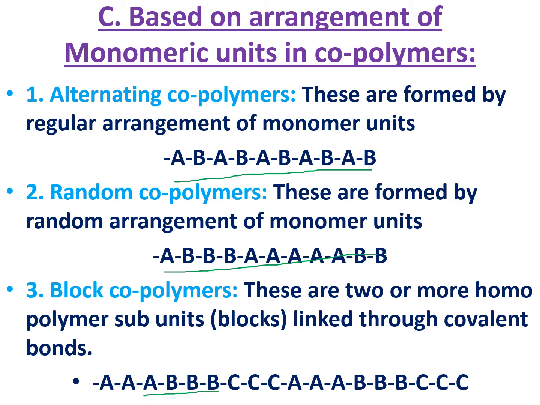In the third one, they are arranged alternatively but as blocks. If you see, first three A monomers came, then B monomers, then C, then A, then B, then C. That one order is there. So orderly, blockwise, they are arranged alternatively. That's why it is called a block copolymer. So this is the arrangement based on the monomeric units in a copolymer. So these are all copolymers, but the monomer arrangements are different. So we can classify them into three types: alternating, random, and block copolymers.